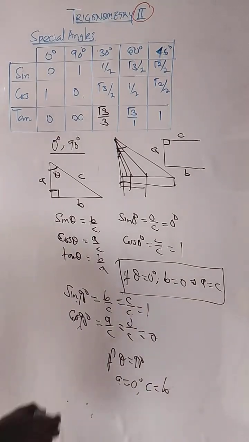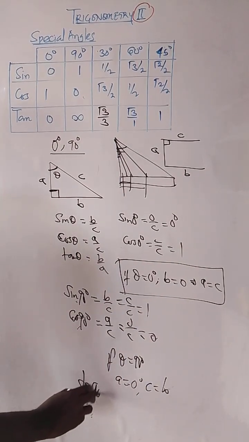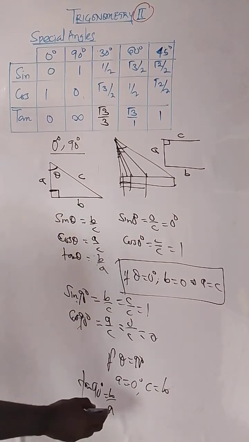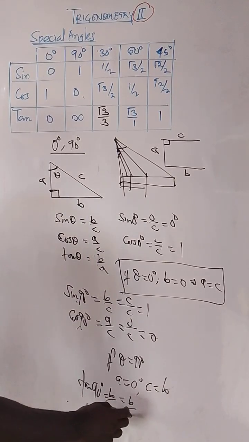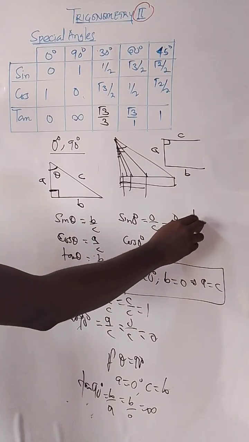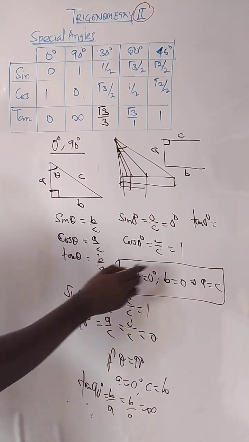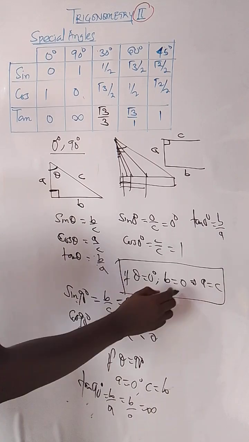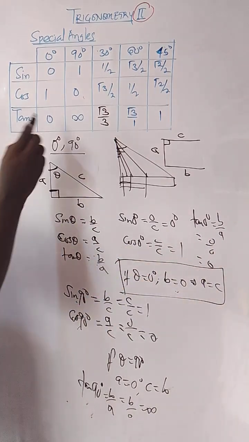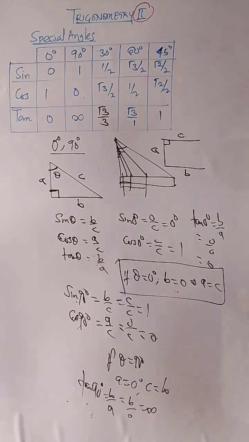Okay, let's do tan straight. What will be tan 90? Tan is B over A, right? What is our A? Our A is 0. B over 0 is undefined. You can also do it for tan 0. Tan is B over A. What is B? B is 0. That's 0 over A. It's also 0. So we are done with all the special angles.